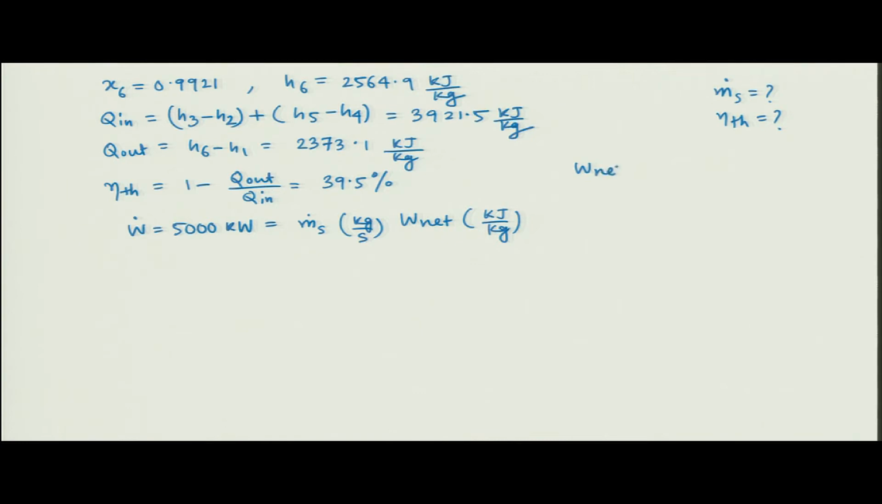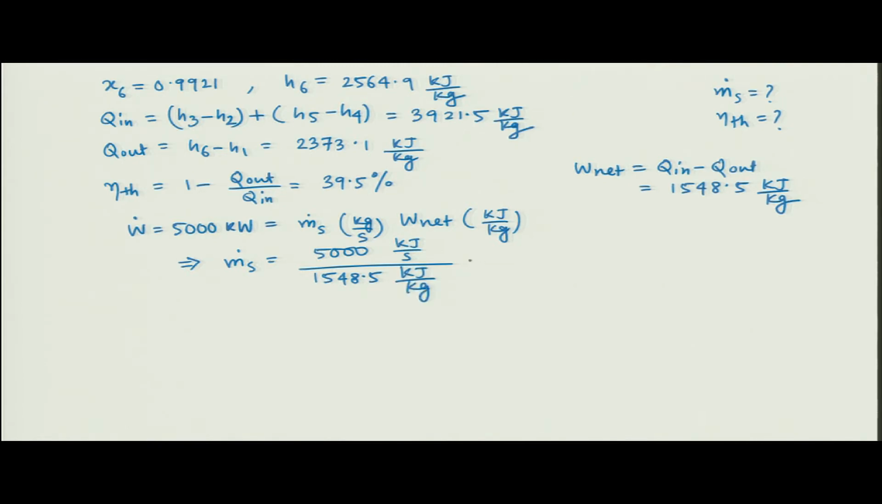Now, we can calculate the net work output. So, W net is nothing but the heat supplied minus heat rejected, and then if you plug in the number, it will be 1548.5 kilojoule per kg. So, now you know everything except m dot s. So, m dot s can be calculated as 5000 kilowatt, which is kilojoule per second, divided by W net, which is 1548.5 kilojoule per kg. So, this will give you 3.229 kg per second. So, that is the rate of flow of water in the boiler.